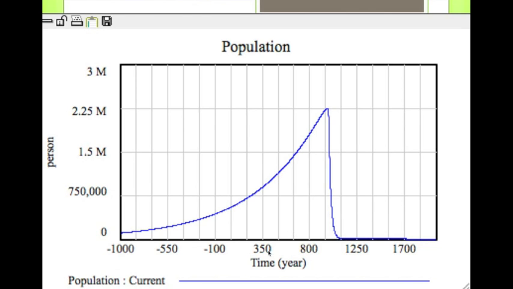So these are years BC negative and years AD positive, and you can see that the collapse occurred here at about 1,000. And you can see that about 1,000 years BC, the population started growing very rapidly, and you can see this typical exponential growth that we've discussed. Then it reaches a point where all of a sudden it collapsed very quickly, and then it really never recovered. So that's essentially the outcome of that model. We're going to be looking at this in more detail.